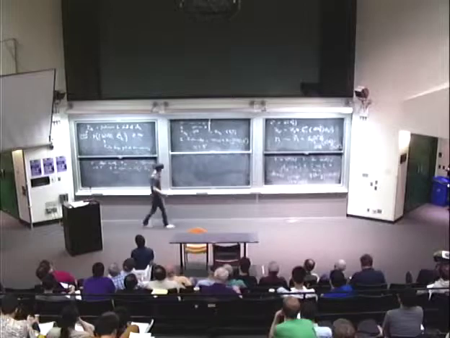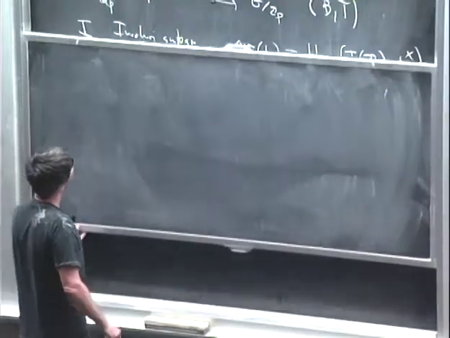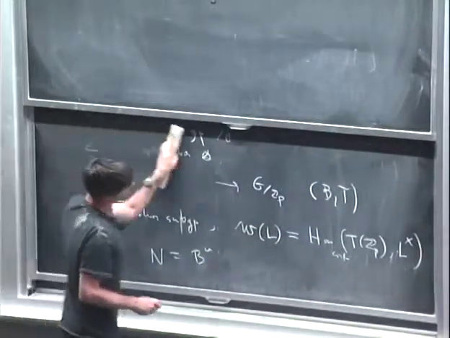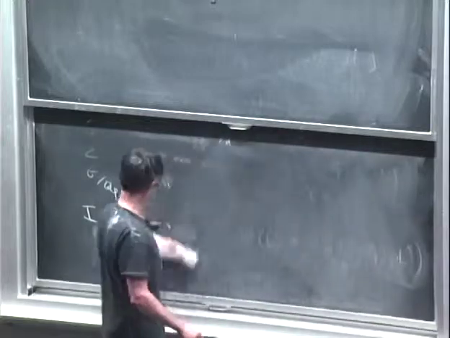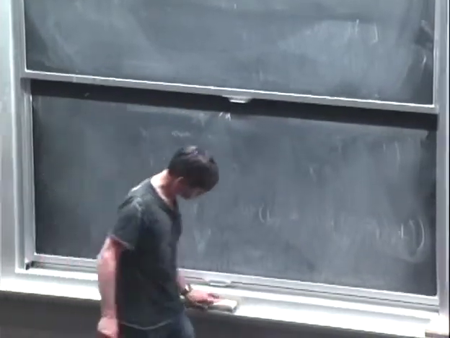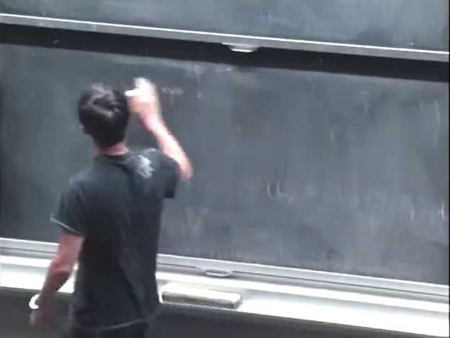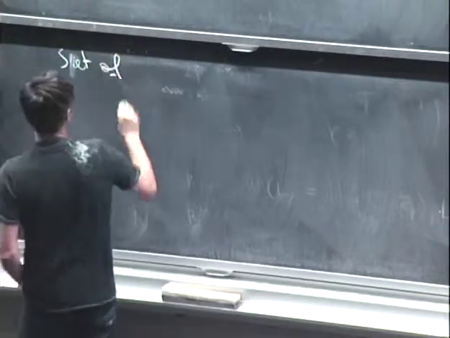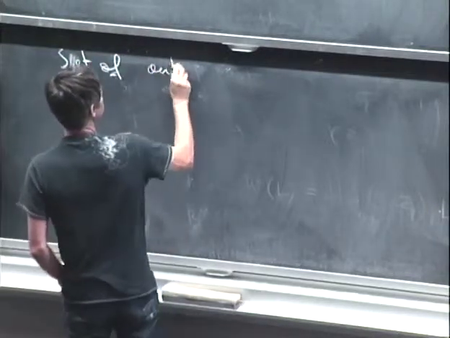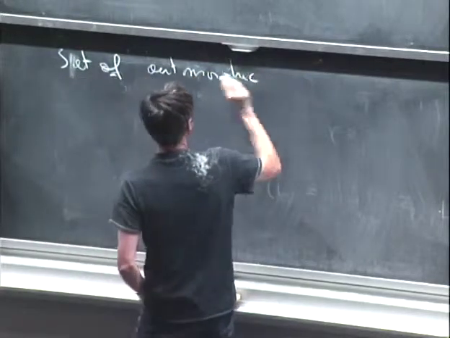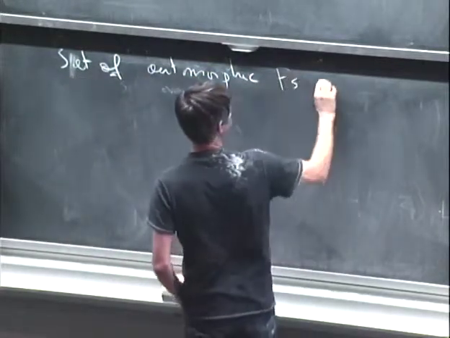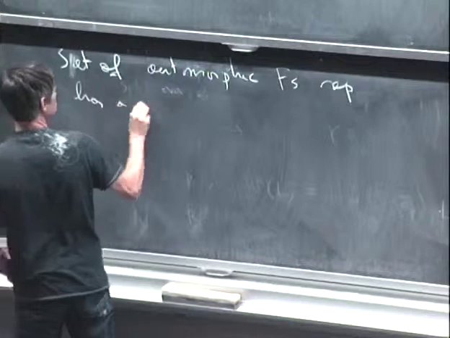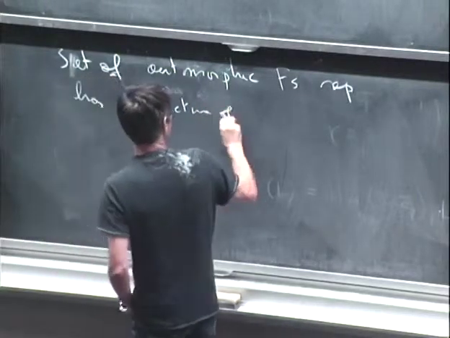So the answer to the first question is yes. The set of automorphic finite slope representations, according to this definition, has a structure of rigid analytic space.